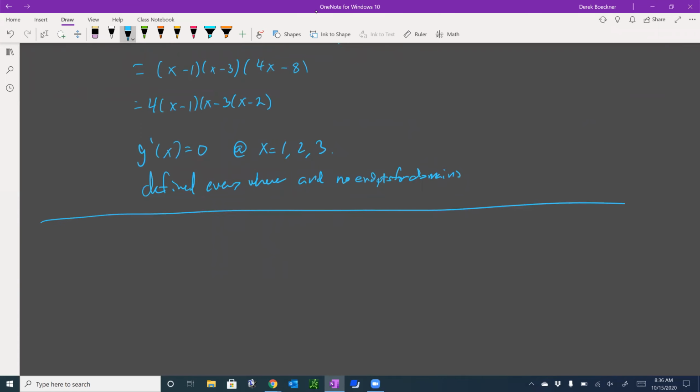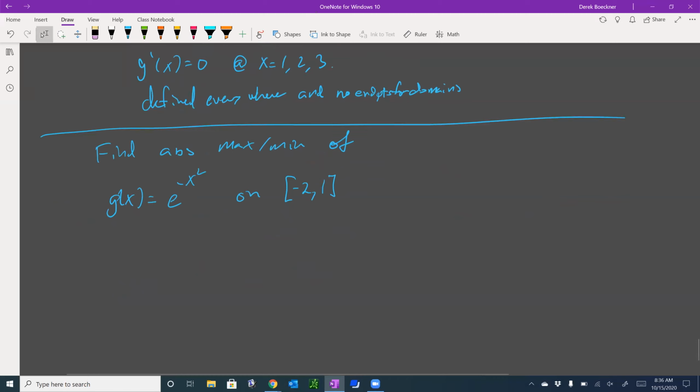Find another one. Find abs max min of. Let's go. g of x equals e to the minus x squared on negative 2 to 1. What should we do here?